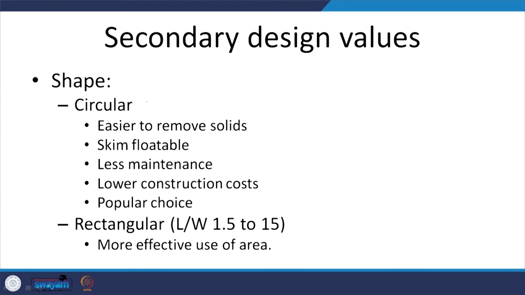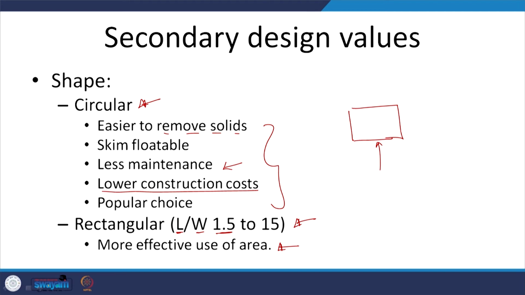And what else do I need to look at? As in, I need to look at whether I want to go for circular or rectangular, right? Why? We already discussed it. Easier to remove solids at the bottom, less maintenance cost, and more importantly, the construction costs are pretty less, the capital costs are pretty less. But rectangular, obviously more effective use of area, and here we see typically that the length is typically more. Think of this, assume that this is the top view, and this. So here you can have a lot of short circuiting occur, right.